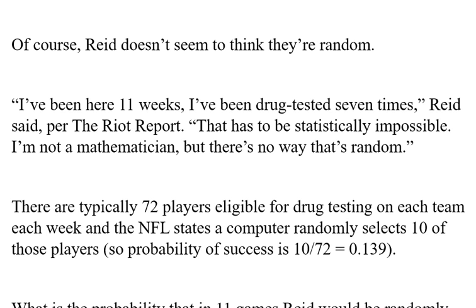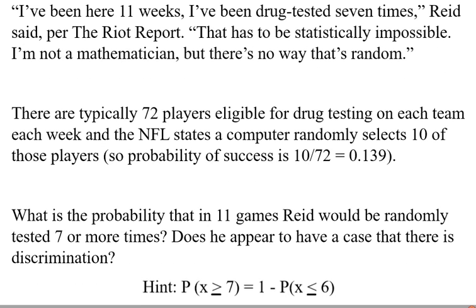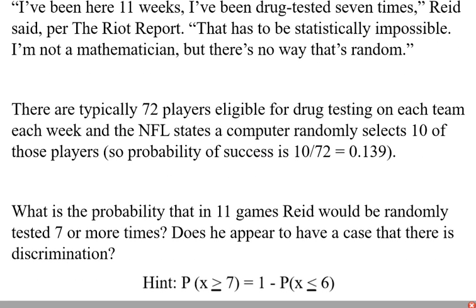So I looked into it, and I'm going to give you the information for you to determine if this is actually random. There are typically 72 players eligible for drug testing on each team each week, and the NFL states a computer randomly selects 10 of those players. So that means success is 10 out of 72. So there's about a 14% chance that he's selected any week. What is the probability that in 11 games, Reid would be randomly tested 7 or more times? Does he appear to have a case that there's discrimination?